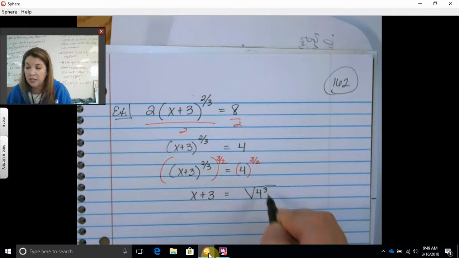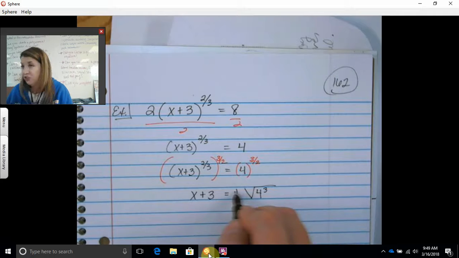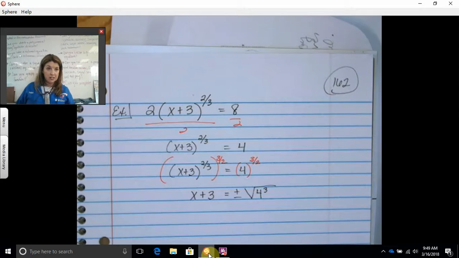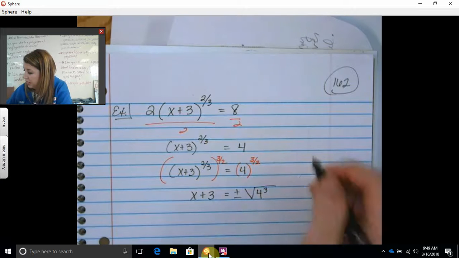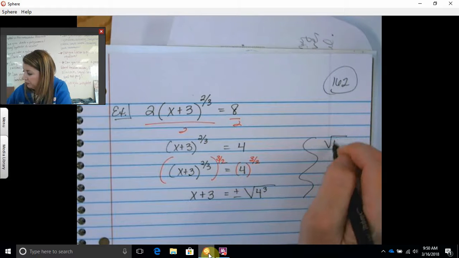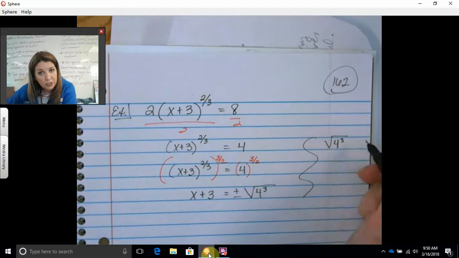4 cubed. Will we need a plus and minus on this one or no? Yes, because your index is even. So you will have two answers. If it's odd, you don't need plus or minus. If it's even, you do. Coolio? So let me do this on the side. You can do 4 cubed first, or you can do the square root of 4 first. What do you want to do?